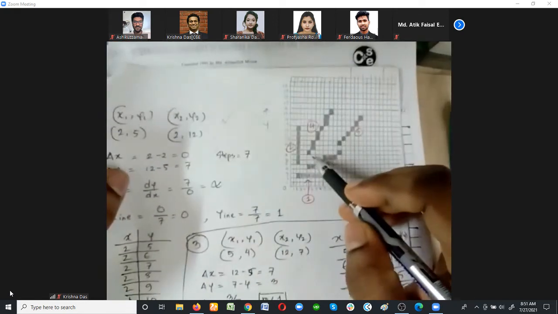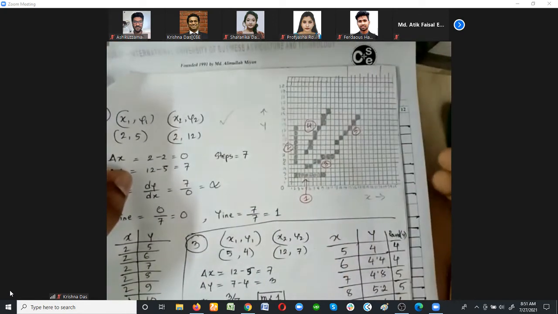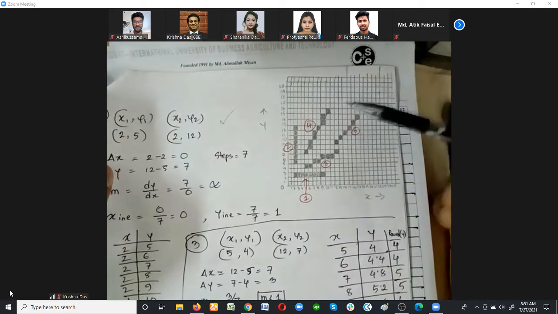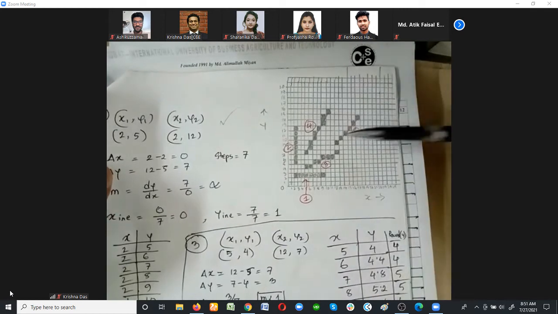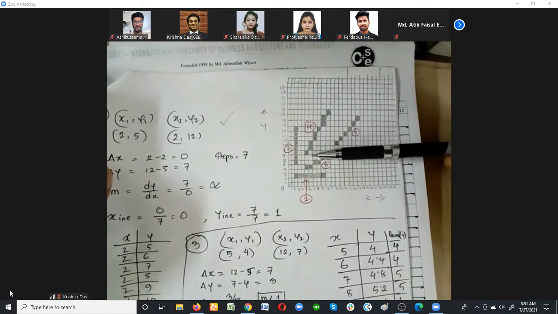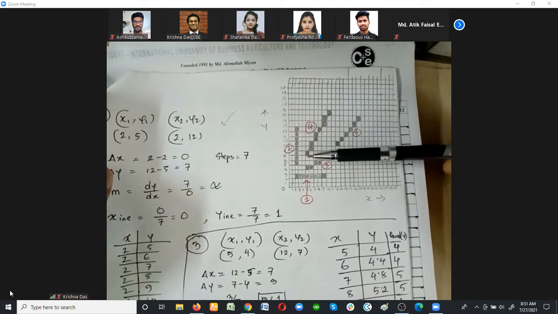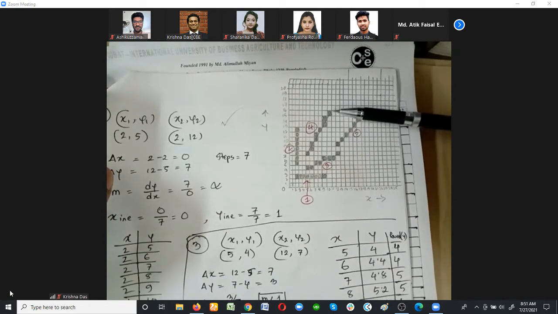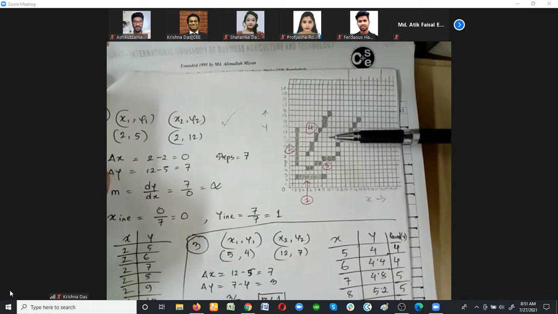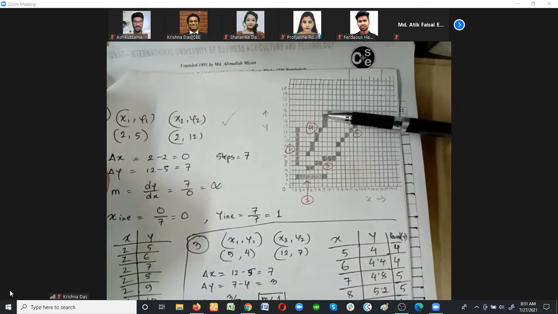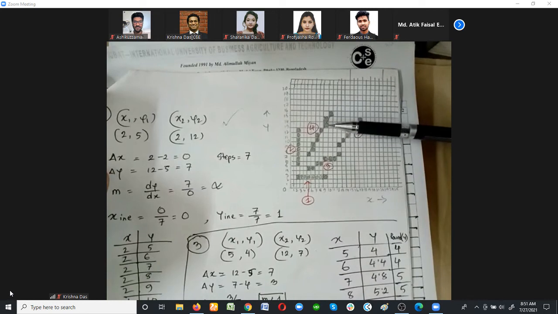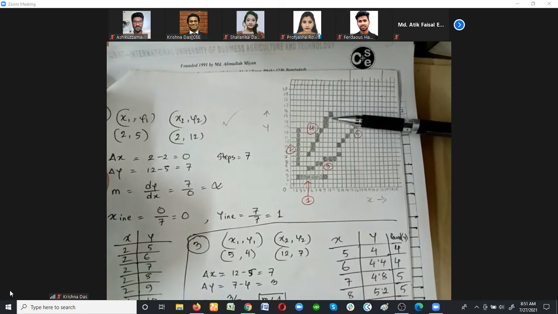So if we put those points or pixels in the graph, as you can see, these are the pixels that we have plotted, and a possible line can go through like this. Here you can find a scenario where the line is going through two pixels, one after another.